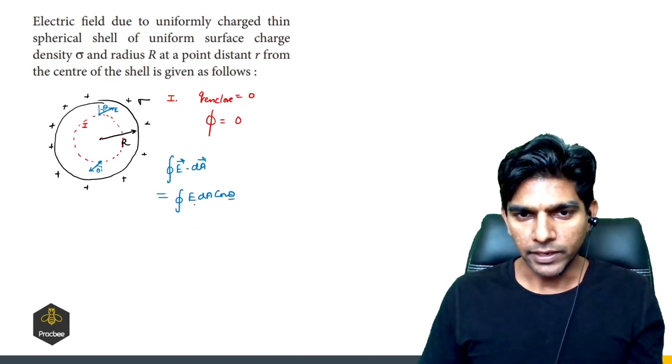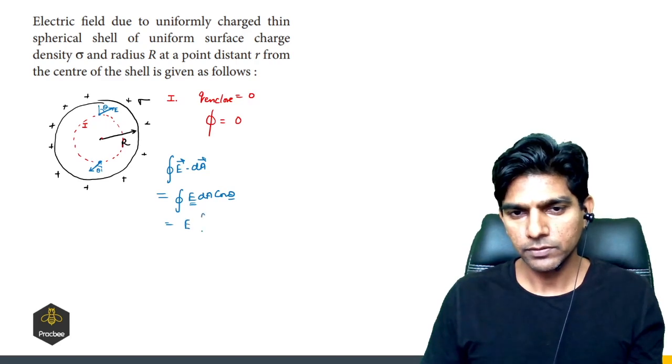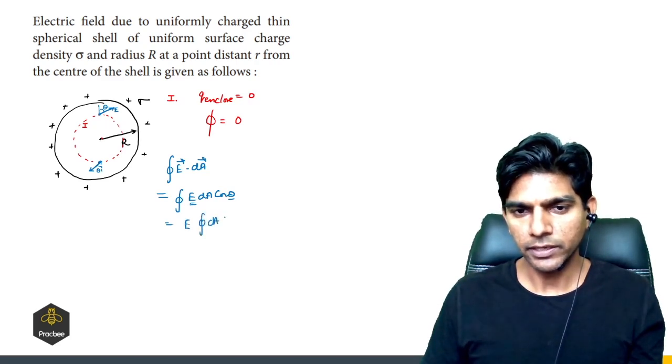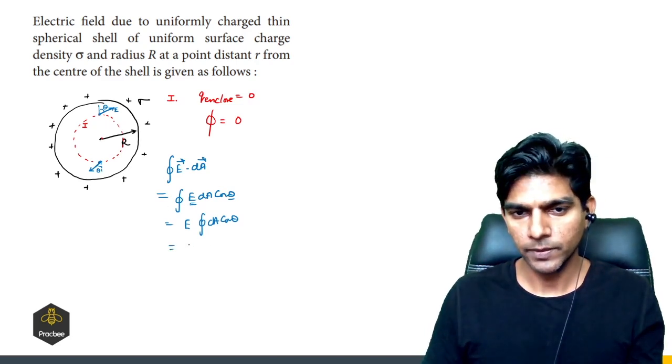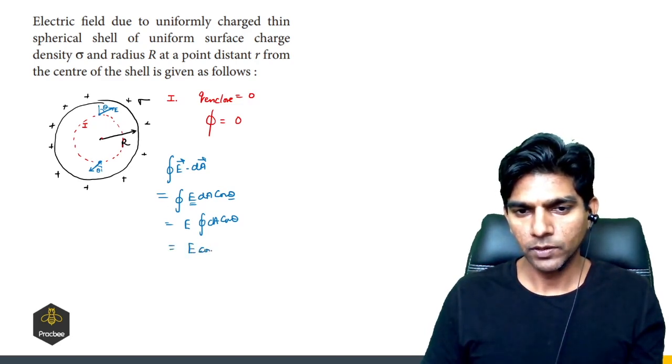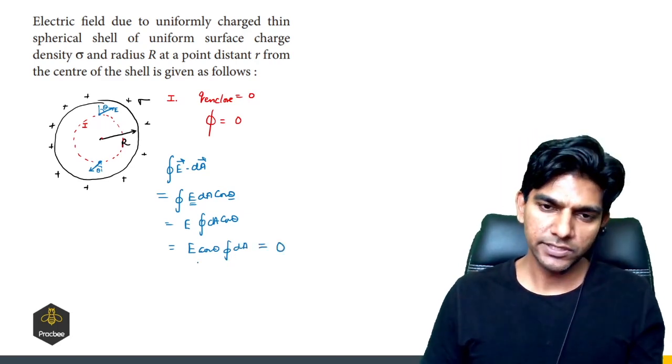Now, again, by symmetry, we can say this E must have a constant magnitude. So E can come out. So we have the integral of dA cos theta. Even cos theta is also constant for every point on the surface. E cos theta integral dA, and this equals 0 because the charge enclosed is 0.